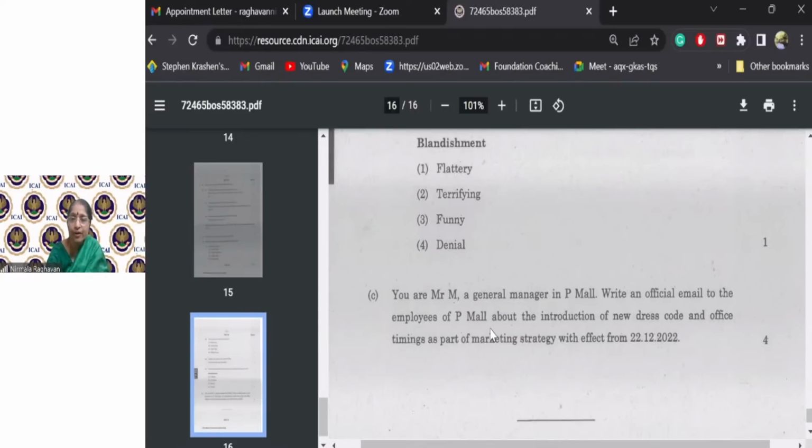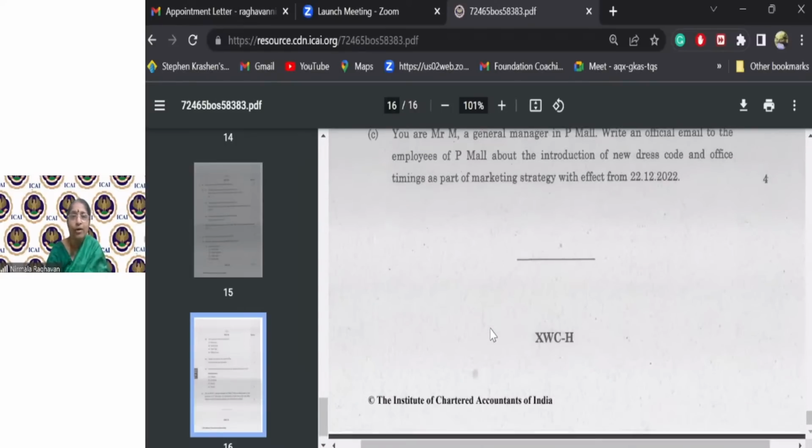So here is another 5-mark question, and with that it gets over. This is just to let you know how the question paper is and how you can plan studying for your exam. That's the reason why I showed you this just now.